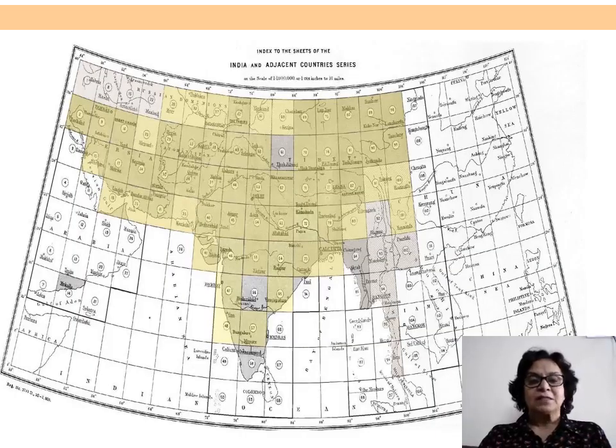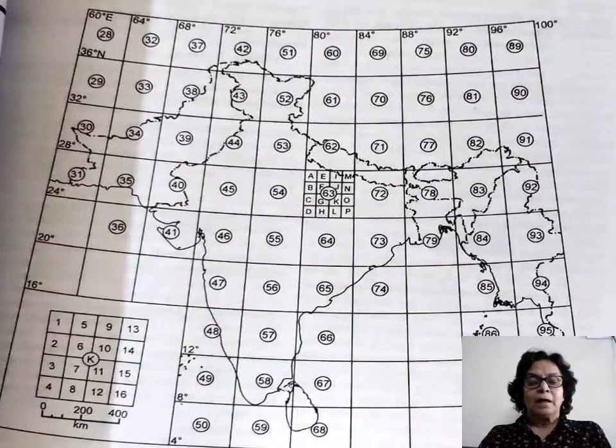We can see in this India and adjacent series diagram that there are many million sheets, each having an extent of 4 degrees latitude and 4 degrees longitude. Now here you can see a close-up where we are looking at India and adjacent neighboring countries. If we look at the numbering, it starts from 28, 29, 30, 31 and goes on till 95. Each of these is 4 by 4 degrees.